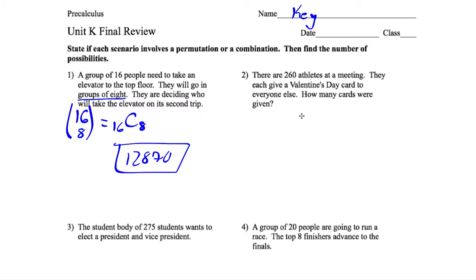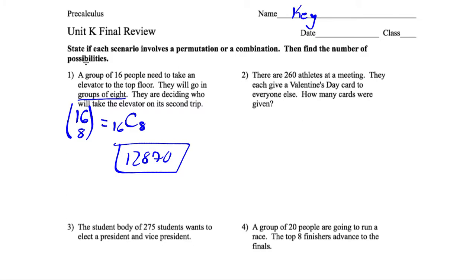All right, so for number 2, 260 athletes are at a meeting. They each give a Valentine's Day card to everybody else. So how many cards were given? Yeah, this is a little bit tricky in thinking about if order matters or not.